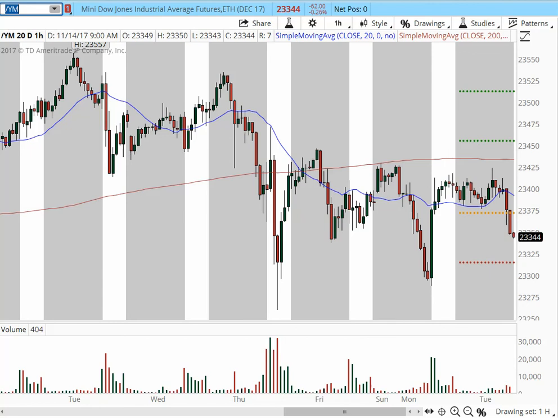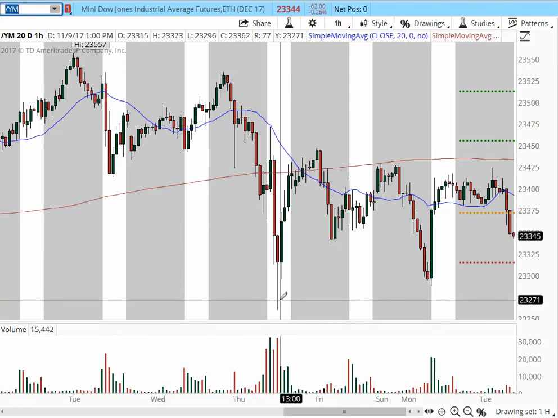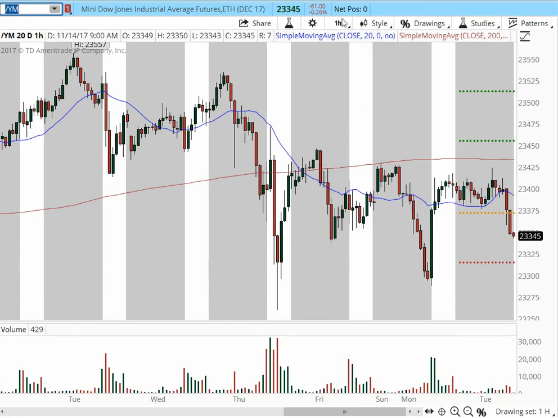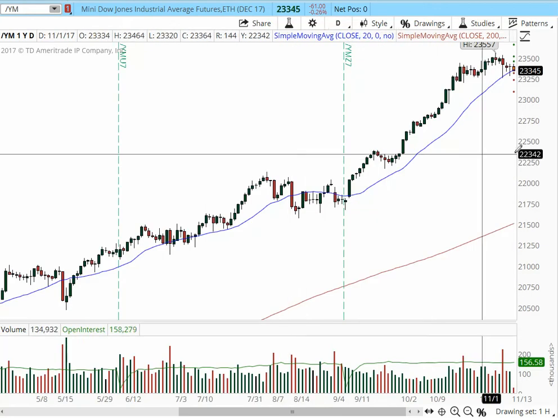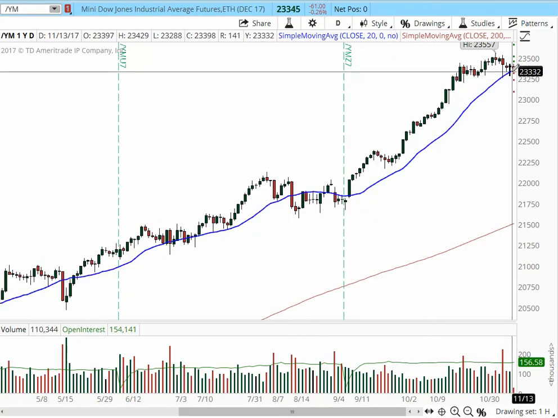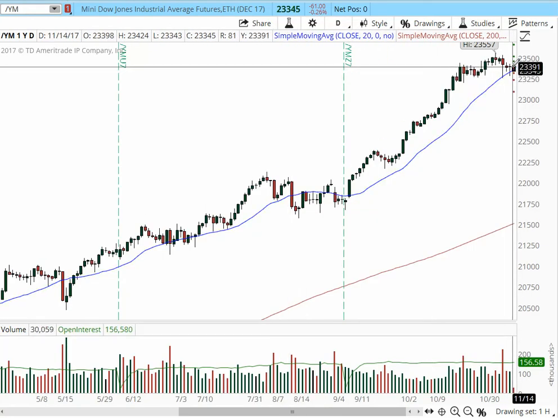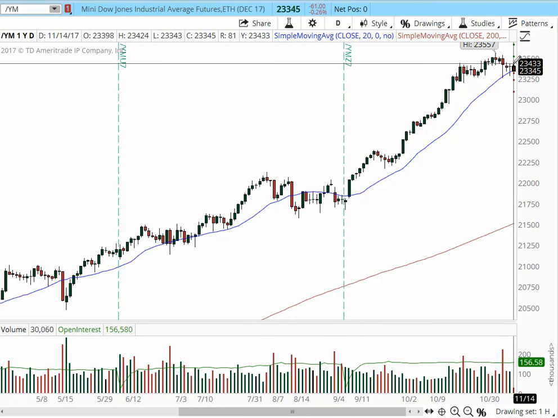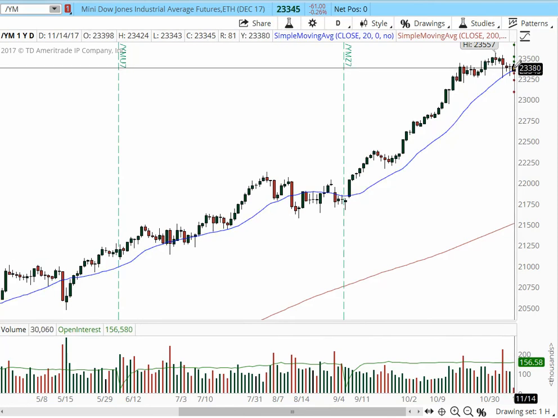Keep in mind there is a double bottom, actually a triple bottom at this level of 23,270. So this level right here at the 70 area, we do have a triple bottom, and we may see some bounces off that area. Also keep in mind that from the daily chart, we're still into this rising 20 moving average, and we may get a strong reaction off of that.